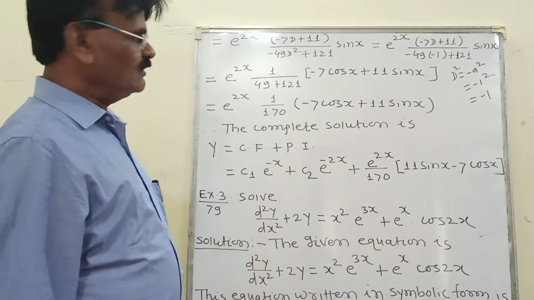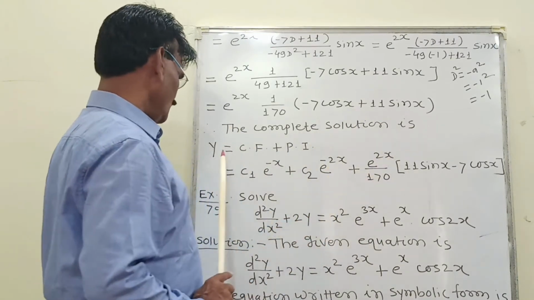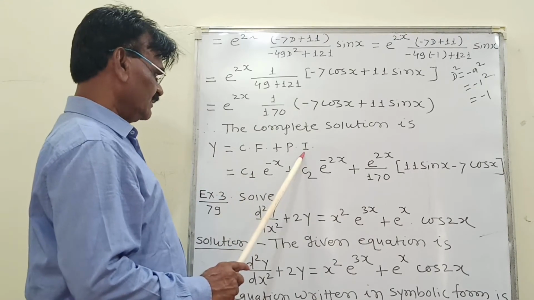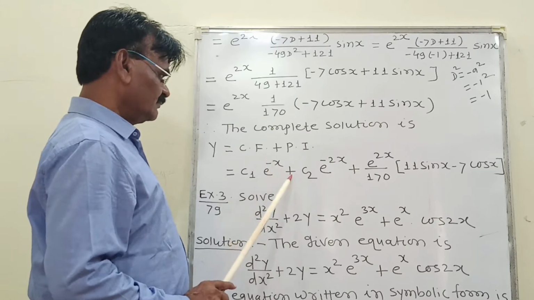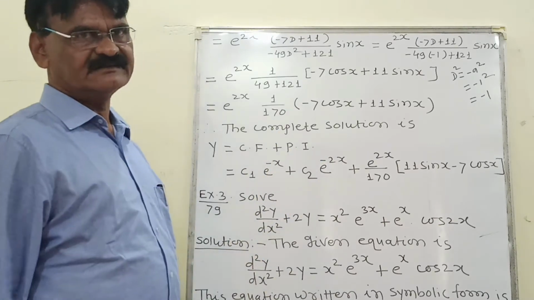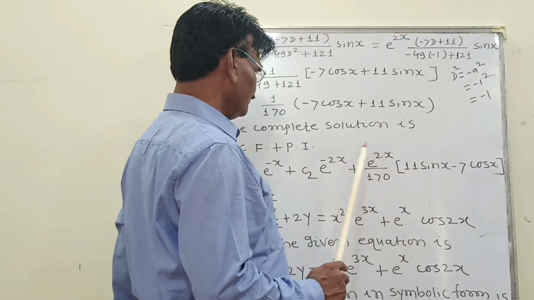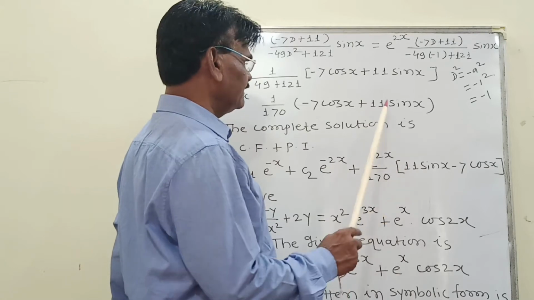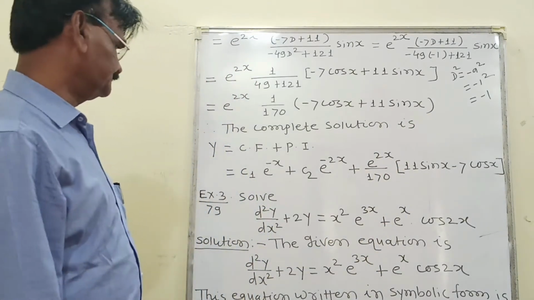So this is the particular integral, and hence the complete solution is y is equal to complementary function plus particular integral. But the complementary function is c1 e to the power minus x plus c2 e to the power minus 2x, whereas the particular integral is e to the power 2x divided by 170 in bracket 11 sin x minus 7 cos x.